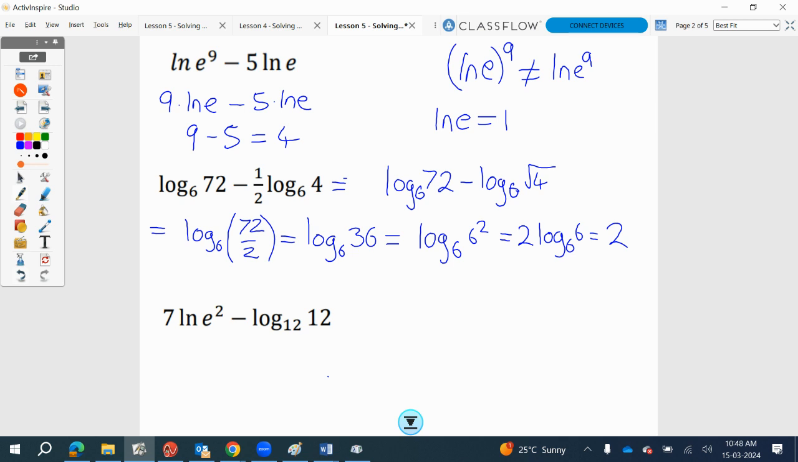So here on this one, we need to use the power rule first, and we get 7 times 2 ln e minus log base 12 of 12. The log of any number to its base is 1. ln e is also going to be 1, so we get 14 minus 1, which is 13.